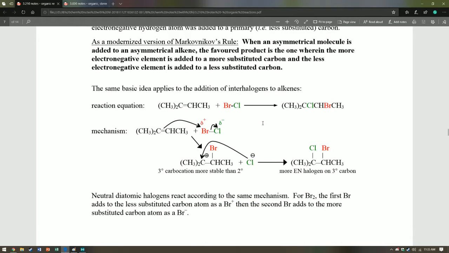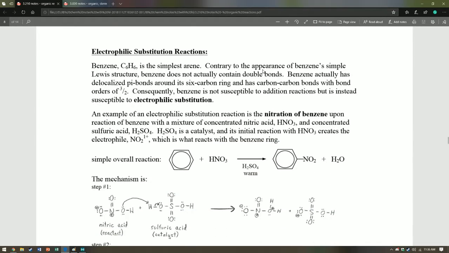Another way you can think of Markovnikov's rule is, I don't like this way, but I'll say it anyway. When an asymmetrical molecule is added to an asymmetrical alkene, the favored product is the one where the more electronegative element is attached to the more substituted carbon, and the less electronegative element is attached to the less substituted carbon. I prefer to think of it in terms of hydrogens, that the less electronegative element will go to the carbon with more hydrogens, because hydrogen is low electronegativity, and basically it behaves like an adopted hydrogen, more or less, to put it that way. For some reason, you're expected to know this.